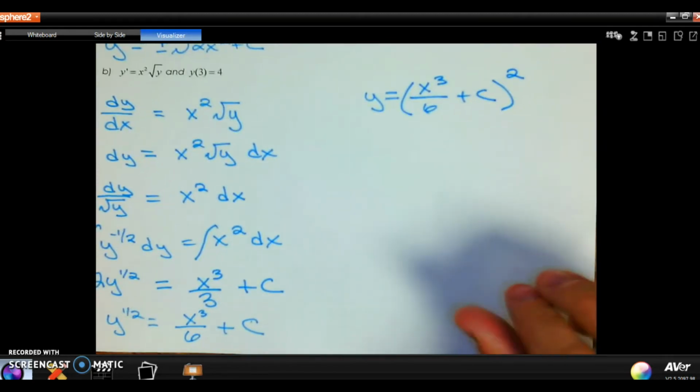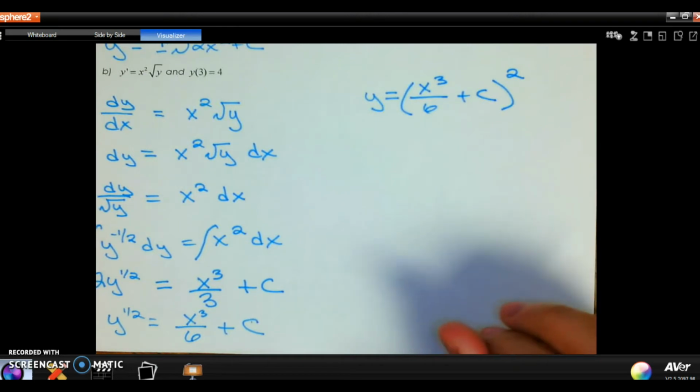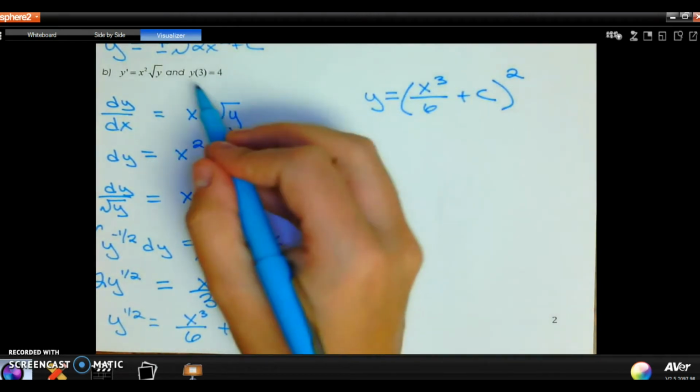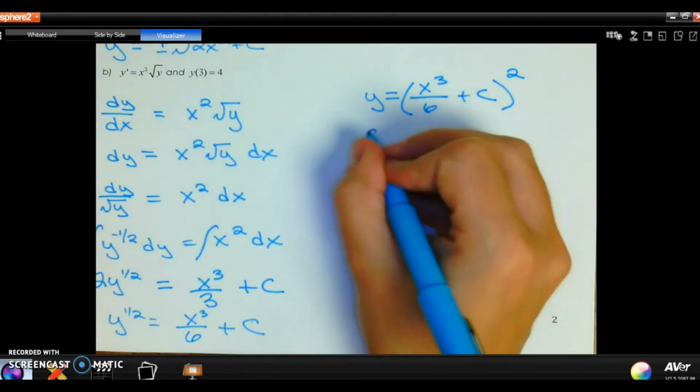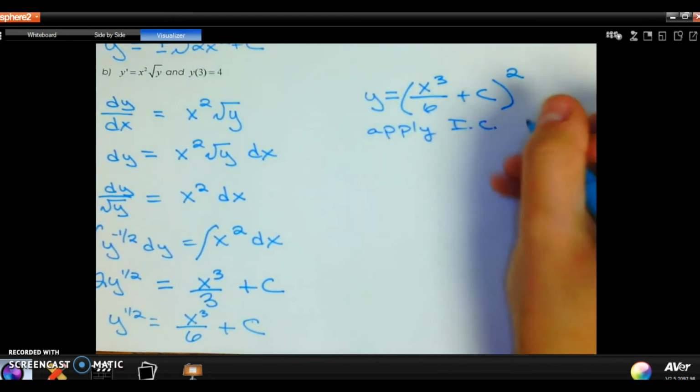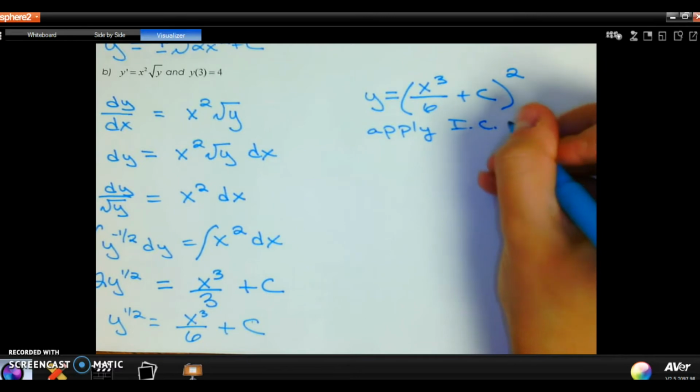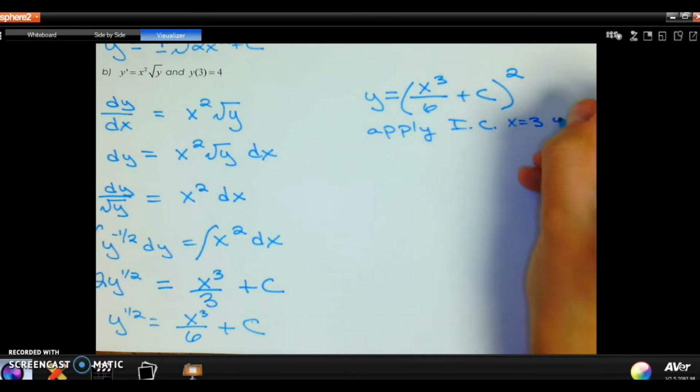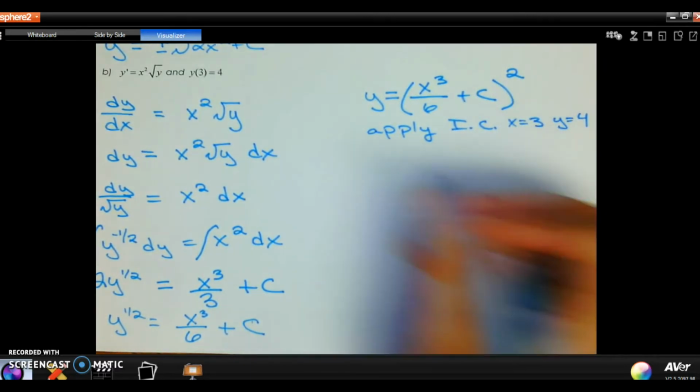Sorry, a little off the page there. Okay, so there is my equation. And now, because I was given this initial condition, I'm going to apply it. So you apply your initial condition. This allows us to solve for c. So I apply x equals 3, y equals 4.